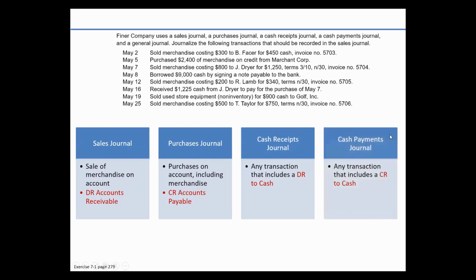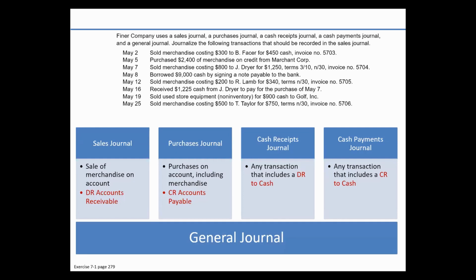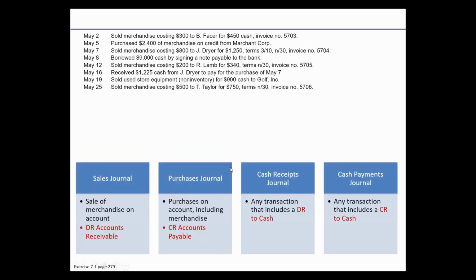The cash payments journal is used for any transactions where you're actually paying out cash. So that would be when you credit cash, okay? So you debit whatever, so like debit accounts payable, and then credit cash, for example, okay? And then you would use the general journal then for anything else that does not fit in any of these categories. And so the general journal is used for your adjusting entries, your closing entries, anything else that doesn't fit in these other categories.